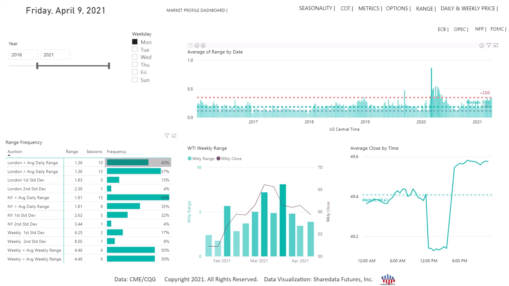And finally, the frequency is showing you the number of sessions in a graphical interface, either that didn't exceed or did exceed, in the case of the average daily range amplitude.